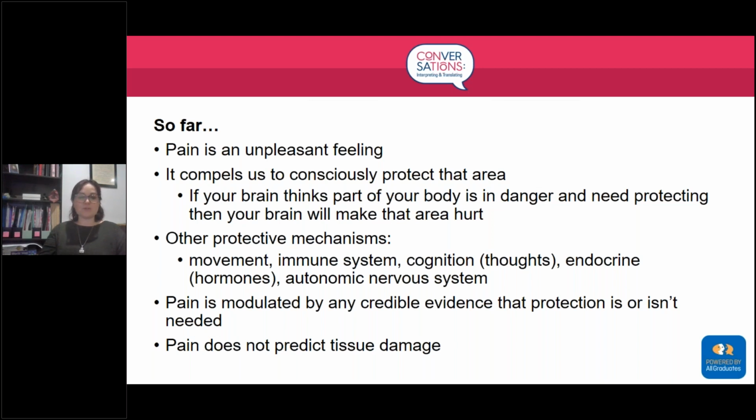Our immune system also has a big role in protecting us. Our thoughts will protect us. So you can hopefully think, oh, my ankle's sore and I'm not going to jump up and down before you jump and then have to protect the area with a different movement. Our hormones work really closely with the immune system, and then our autonomic nervous system.